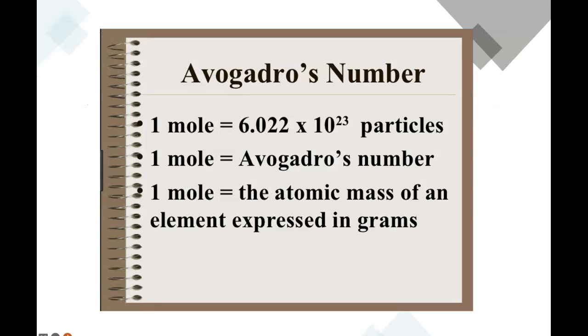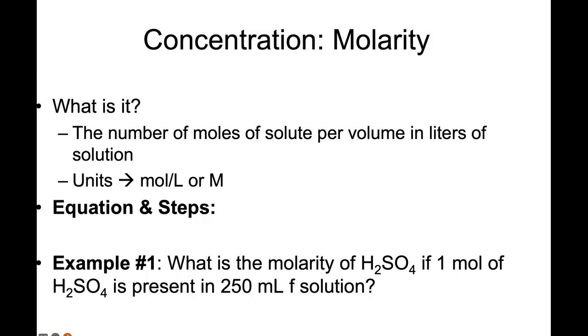And then don't forget, when we're looking at these particles of solution, if we have a mole of particles, that is what we would call Avogadro's number, 6.02 times 10 to the 23rd. All right, so let's get started with concentration in molarity.